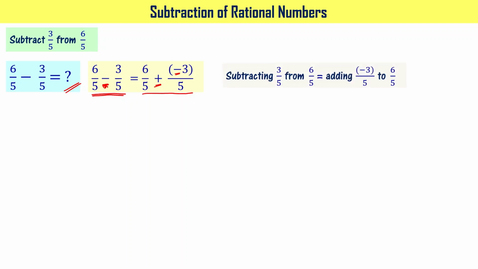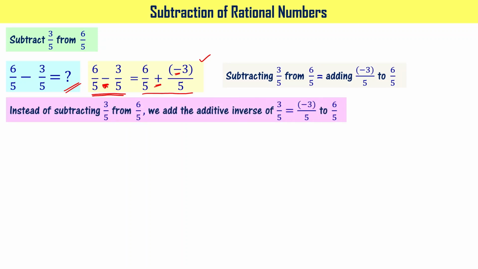Can I say that subtracting 3 by 5 from 6 by 5 is equal to adding minus 3 by 5 to 6 by 5? That's what we have written here, right? Subtracting 3 by 5 from 6 by 5 is essentially equal to adding minus 3 by 5 to 6 by 5, right? So what we have done here, instead of subtracting 3 by 5 from 6 by 5, we are adding the additive inverse of 3 by 5, that is minus 3 by 5, to 6 by 5.